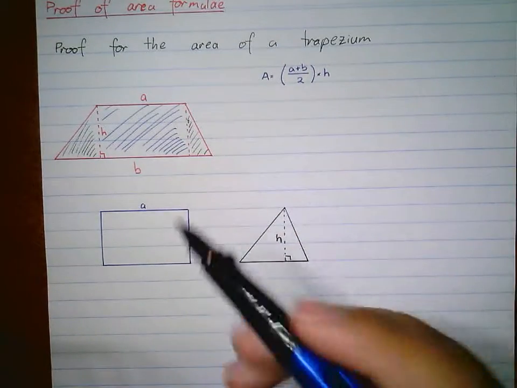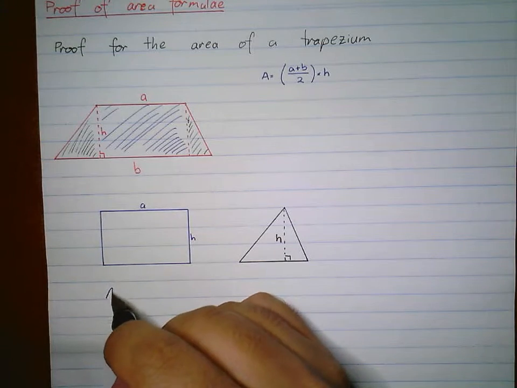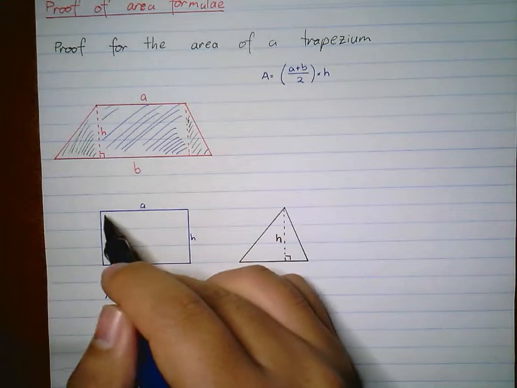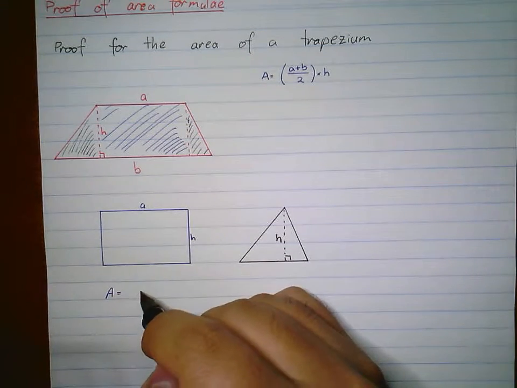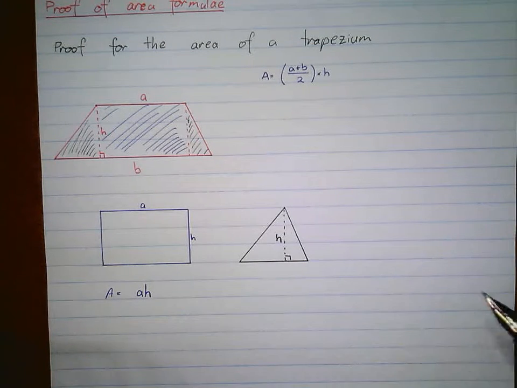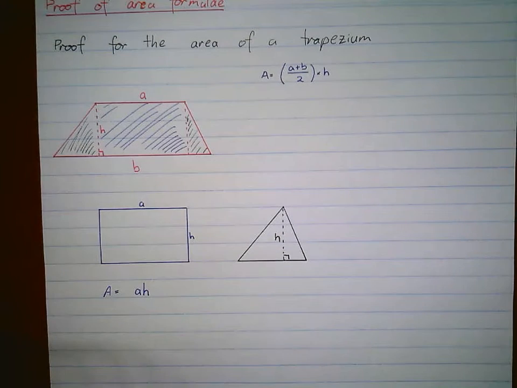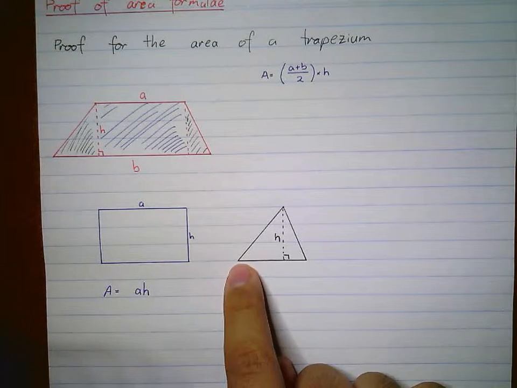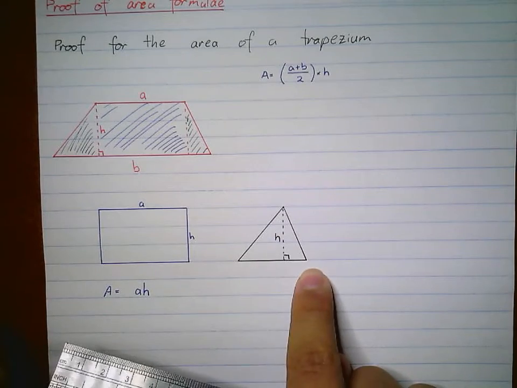And all we do is find the area of this rectangle. Area is equal to a times h. And then we find the area of this triangle. Now here's where the first part gets a little bit tricky. We need to know the length of this base.